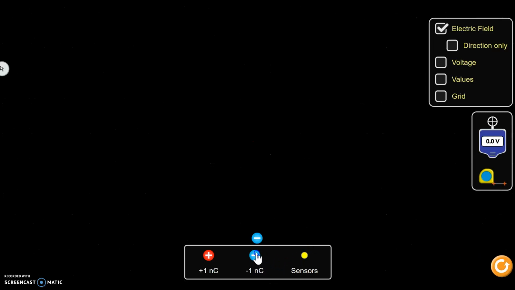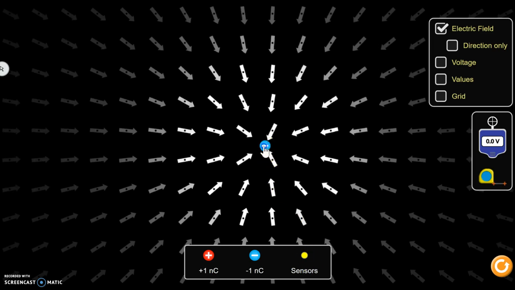If we clear this out and put a negative charge in the middle instead, we get a very similar picture. The lines enter along radii. We call this a radial field. So if I put a positive test charge at this empty point in space, it's attracted. Positive and negative attract. If I put a positive test charge much farther away, it's attracted but with a weaker force. The electric field is always based on a positive test charge.